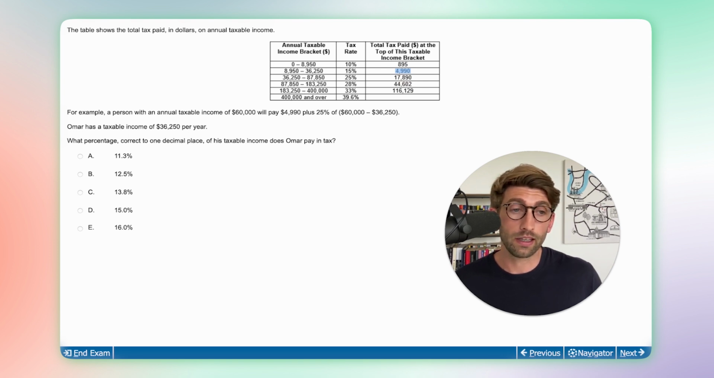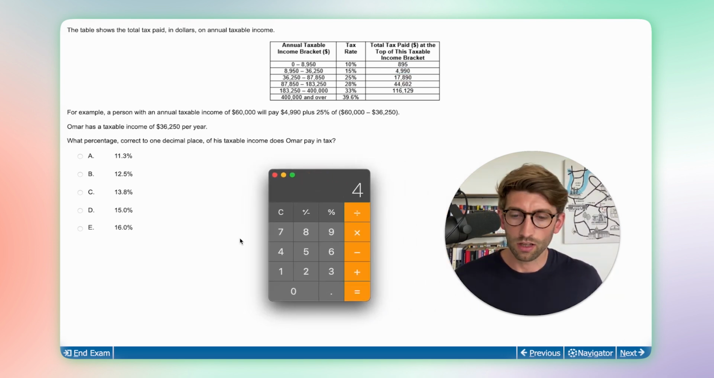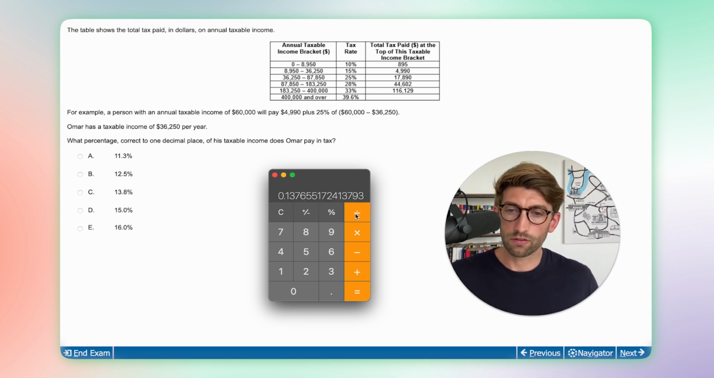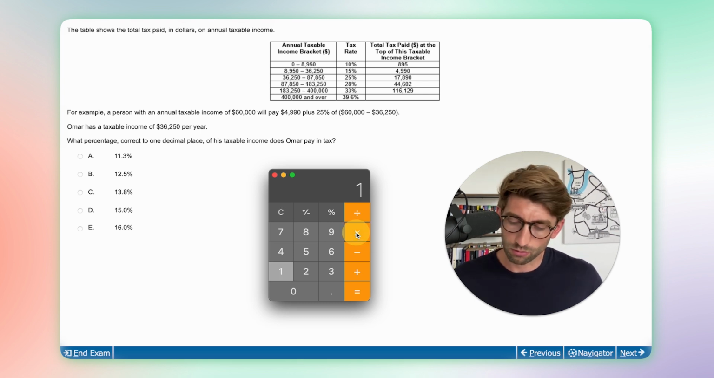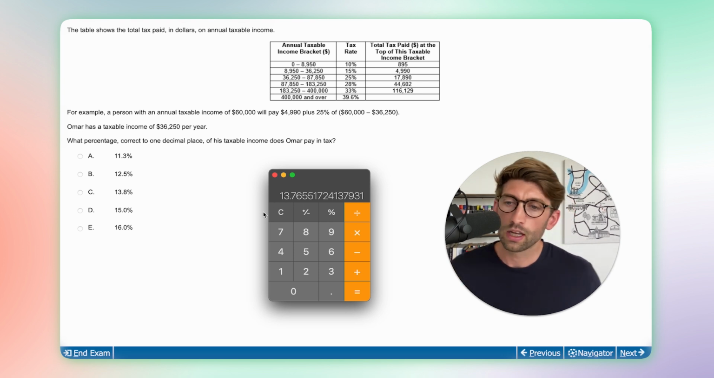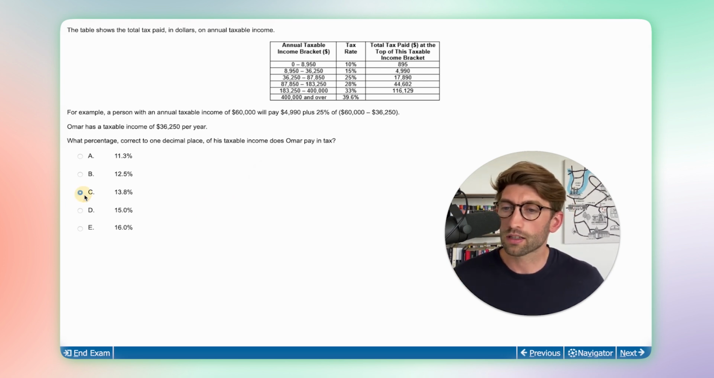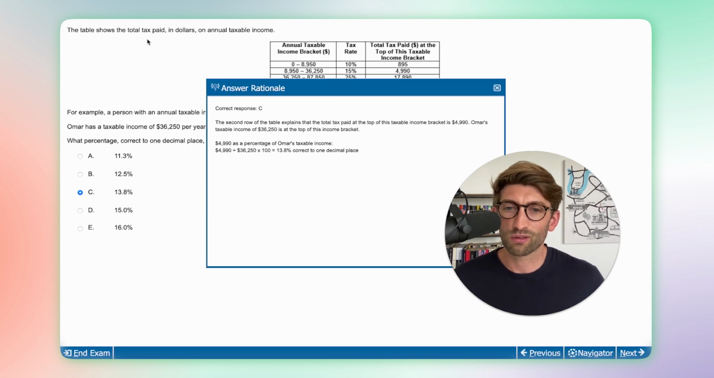So very simply, all we need to do is 4,990 divided by 36,250, and that will give us a percentage, which is 13.8. If you really need it as an exact percentage, you always times by 100, but you can just look at the decimal point and you know what it's going to be. So it's 13.8 rounded to the nearest one. Again, let's see if it's correct.